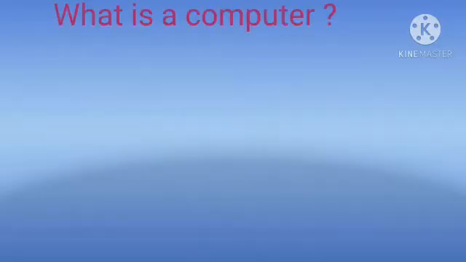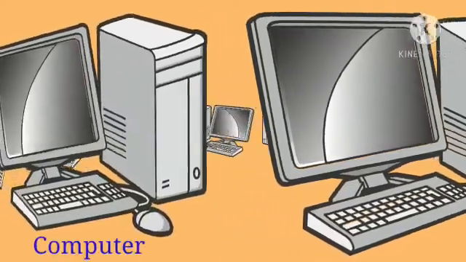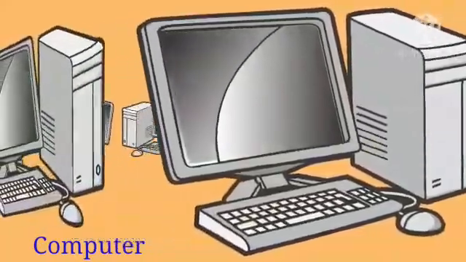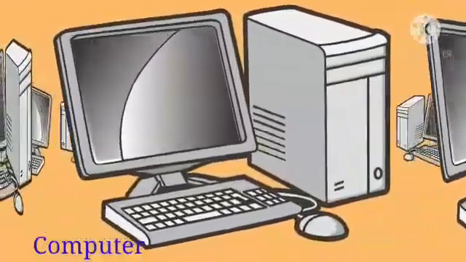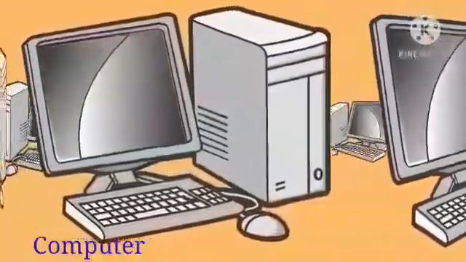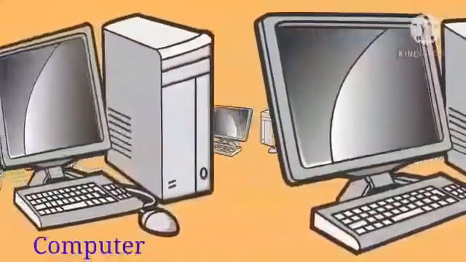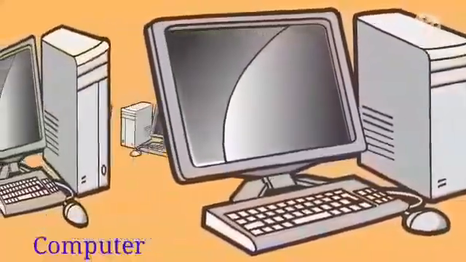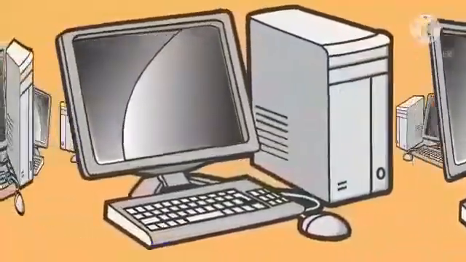Now we will learn what is a computer. This is how a computer looks like. A computer is an electronic machine which is used to store data or information. It helps us in many ways and is used at different places. A computer is a smarter machine than other machines because it allows us to do many tasks on it.